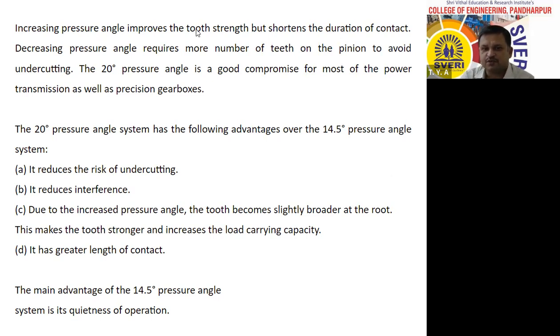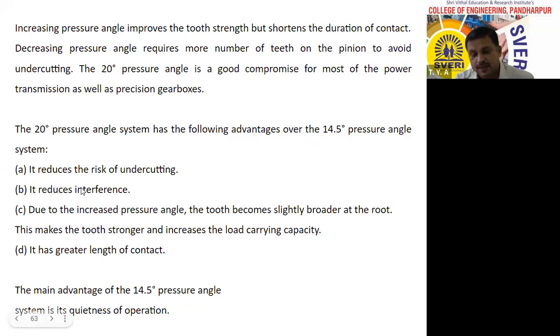Increasing pressure angle improves the tooth strength but shortens the duration of contact. Decreasing pressure angle requires more number of teeth on the pinion to avoid undercutting or interference. The 20-degree pressure angle is a good compromise for most of the power transmission as well as precision gearboxes. The 20-degree pressure angle system has the following advantages over the 14.5 degree pressure angle system.